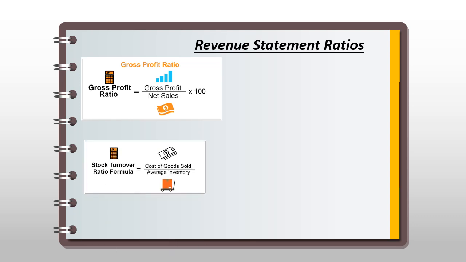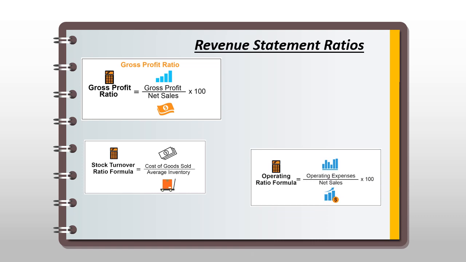The next ratio is the stock turnover ratio. The formula to calculate this ratio is cost of goods sold divided by average inventory. Cost of goods sold we get from the revenue statement, and average inventory is opening stock plus closing stock divided by 2.